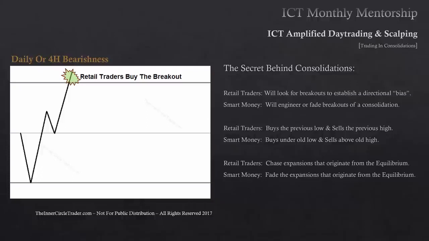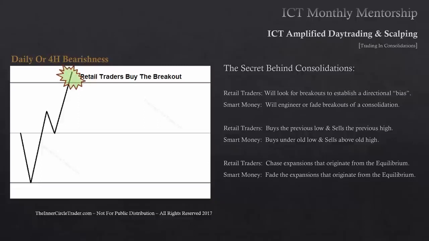Okay, some of the scenarios, conceptually, that's just what it looks like. We have price moving away from equilibrium all the way up to the outside of a consolidation. So we're going to be referencing old highs and old lows, whatever that defined range would be. We're just classically defining in terms of support resistance here. Whenever you see price in a consolidation that's clearly definable and price rallies above that consolidation, when daily and or 4-hour is bearish, retail traders are going to see this as a bullish breakout, and they're going to be wanting to buy that.